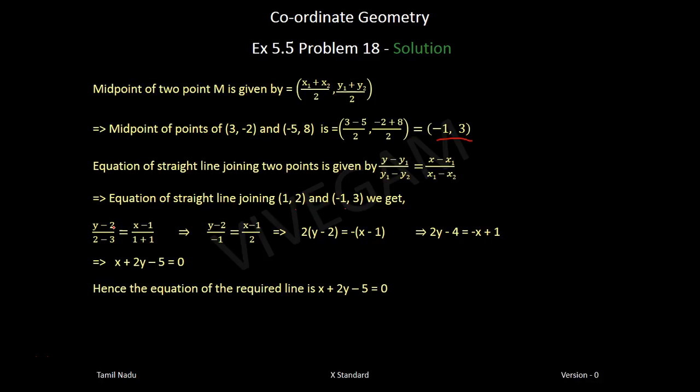So y minus y1, this is x1 y1, this is x2 y2. So (y minus 2) divided by (y1 minus y2), that is 2 minus 3, will be equal to (x minus x1), that is 1 here, divided by (x1 minus x2), that is 1 minus of minus 1, that will become 1 plus 1. Right, so (y minus 2) divided by minus 1 will be (x minus 1) divided by 2. When you cross multiply, this will become 2 into (y minus 2), and this will be minus 1 into (x minus 1). You simplify: 2y minus 4 equals minus x plus 1. Bring x this side, and minus 1 also this side, so minus 4 minus 1 becomes minus 5. So x plus 2y minus 5 equal to 0 is the equation of the required line.